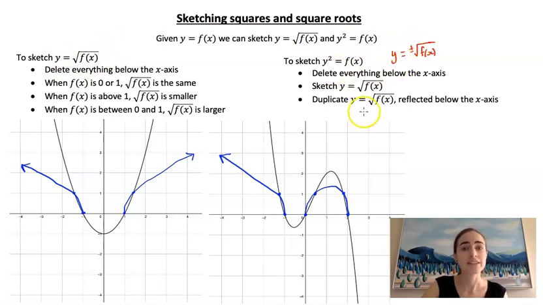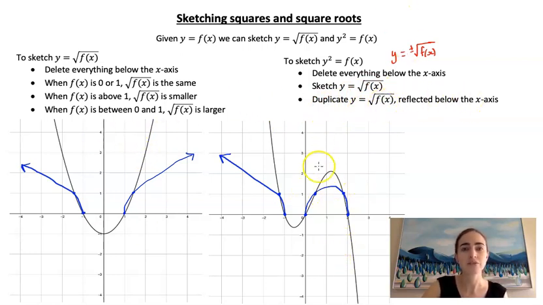So when we go through and sketch this, we're going to delete everything below the x-axis. We're going to ignore that because it's not relevant. Then we're going to sketch y equals the square root of f of x, so following these steps. And then we're going to duplicate that function, reflecting it below the x-axis.